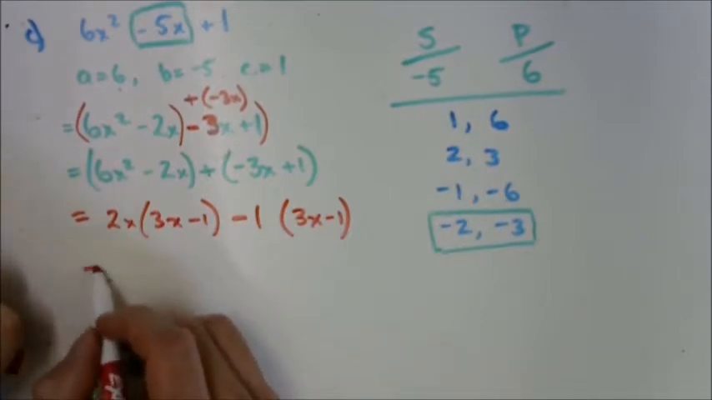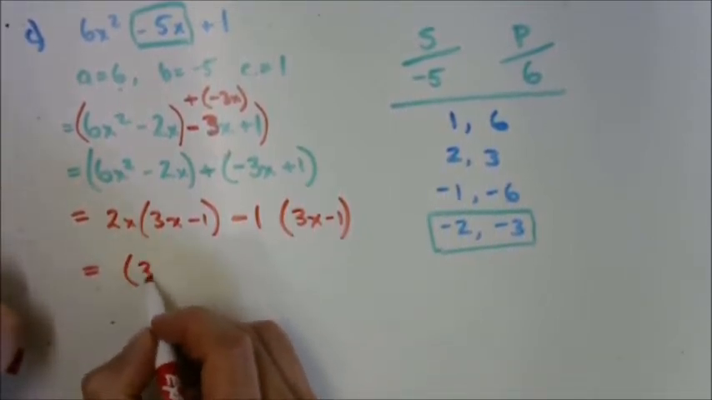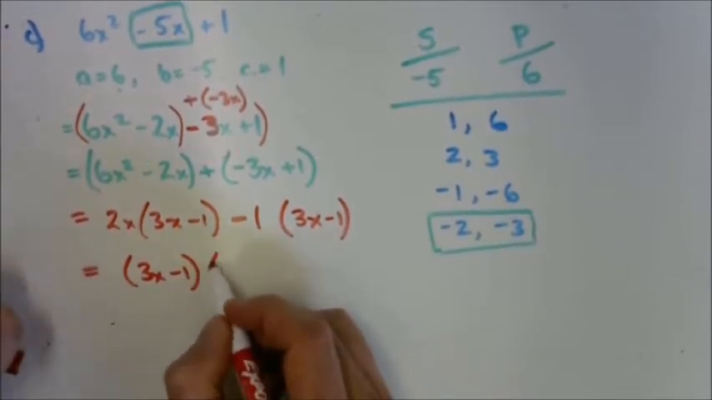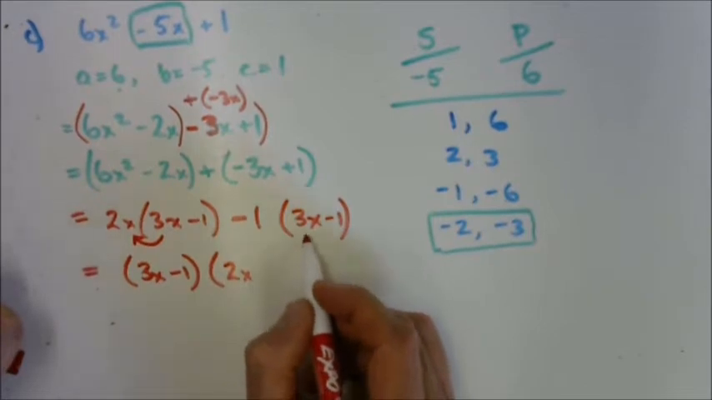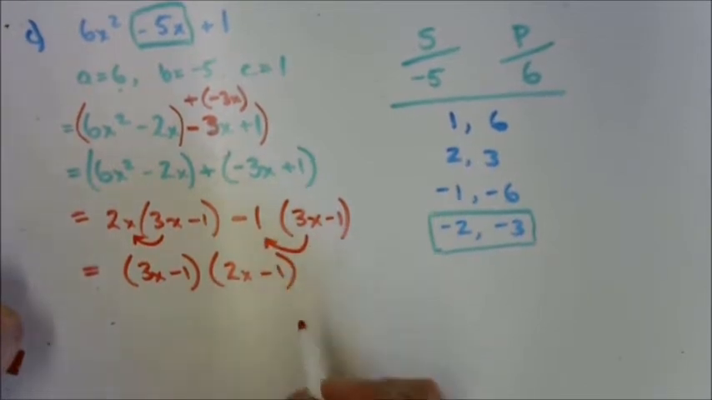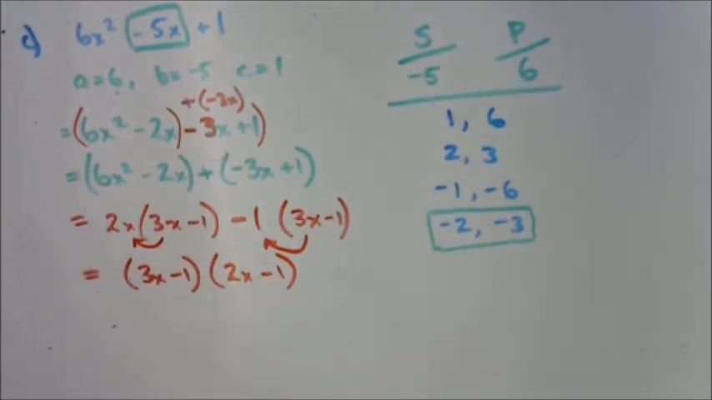Now it's easier to see where our next grouping comes. We take out the common factor of 3x minus 1, and here it's getting multiplied by 2x, and here it's getting multiplied by negative 1. So our final answer then, our two binomials that multiply together to get our trinomial, is 3x minus 1 and 2x minus 1.